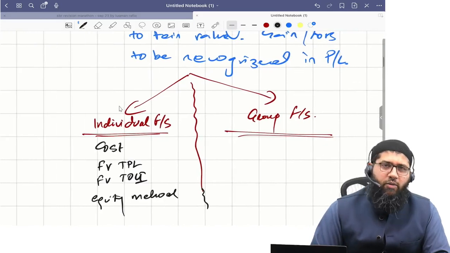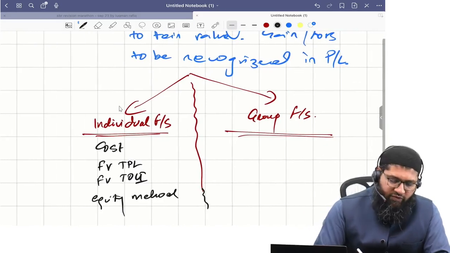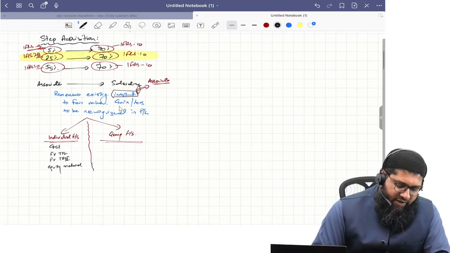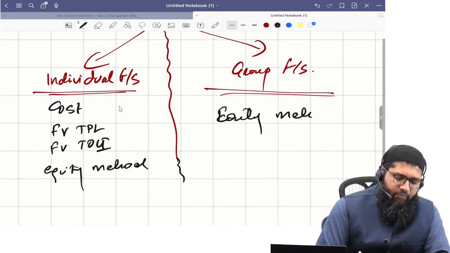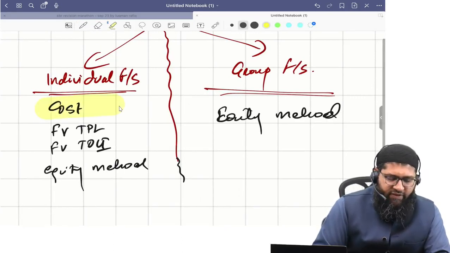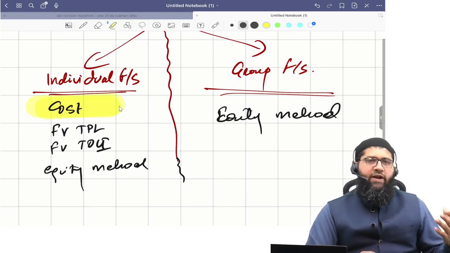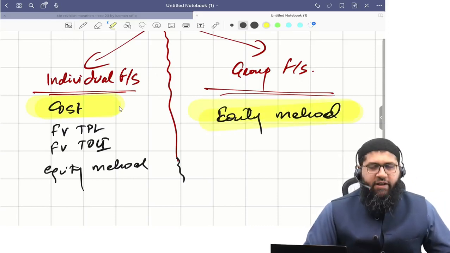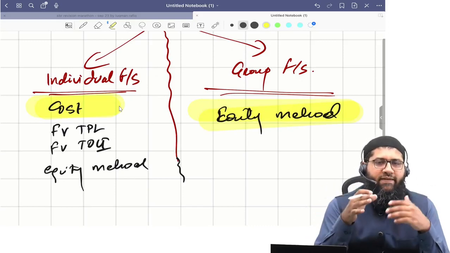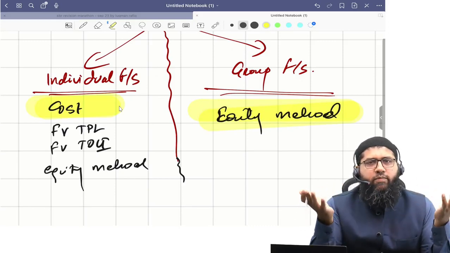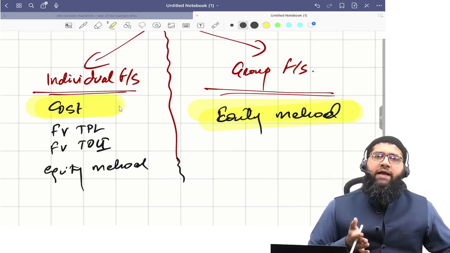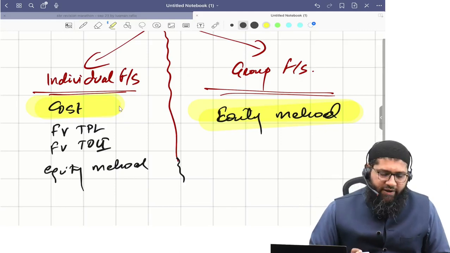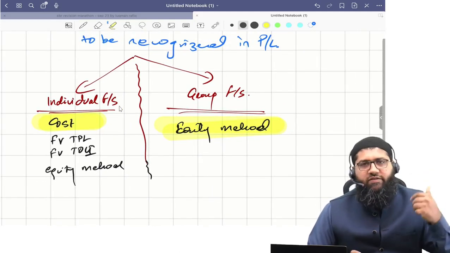But with respect to the group financial statement, generally speaking, we measure the investment in associate using the equity method of accounting. So let's say in the individual financial statement, if the investment in associate is carried at cost, and in the group financial statement it's being carried using the equity method of accounting, then obviously there is going to be a difference, and we need to consider that difference accordingly, right?